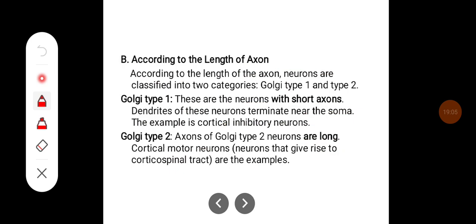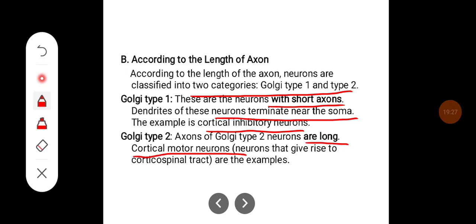According to the length of axon, the neurons are classified into two categories, Golgi type 1 and Golgi type 2. Golgi type 1, these are with the short axons. Dendrites of these neurons terminate near soma. The example is cortical inhibitory neurons. And Golgi type 2 neurons are long. The cortical motor neurons, the neurons that give rise to the corticospinal tracts, are the best examples.